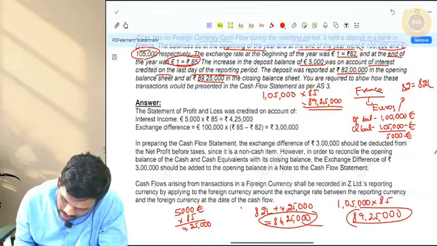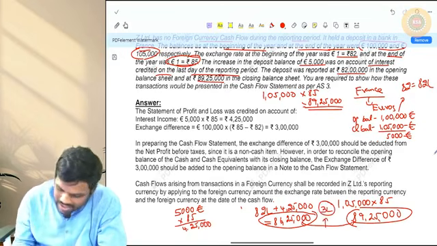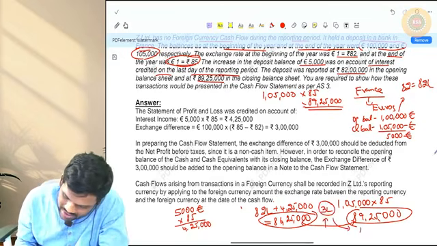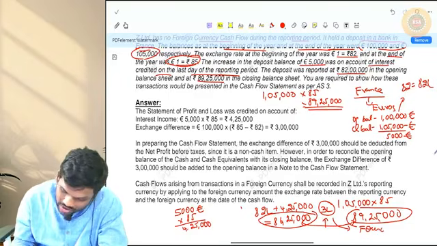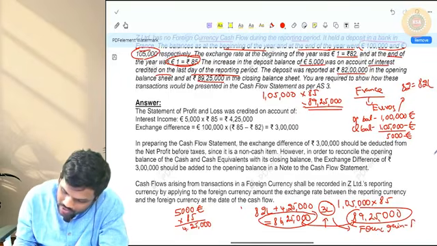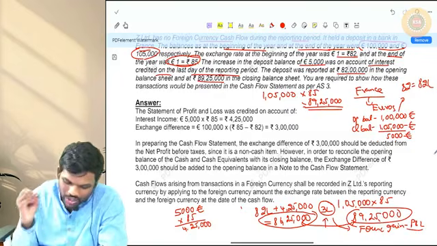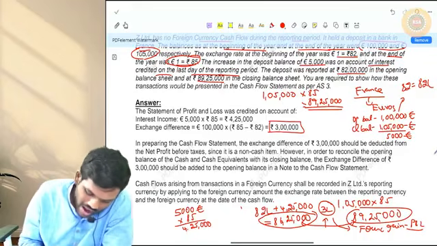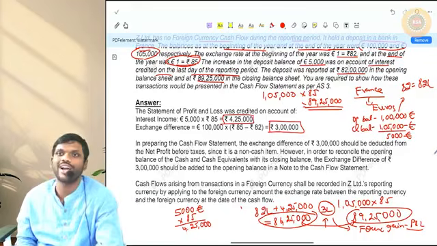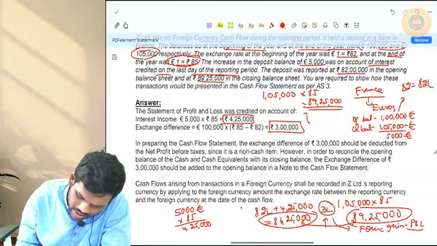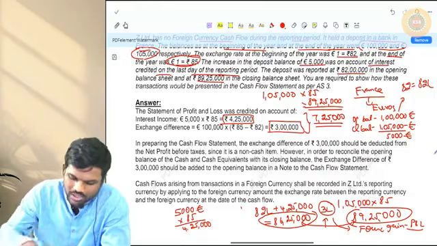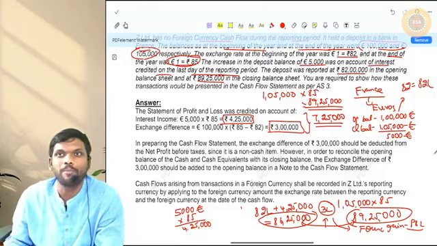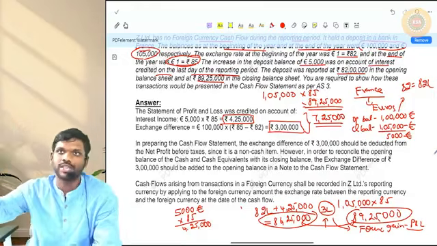Sir, there is an increase of 3 lakhs, sir. That 3 lakhs is your forex gain. If you remember, in AS11 we learnt forex gain goes to P&L. So in your P&L, you will have this forex gain of 3 lakhs and you will also have this interest income of 4 lakh 25. So assume there is nothing else, your profit will be 7 lakh 25, which will be your starting point for preparing the cash flow statement.